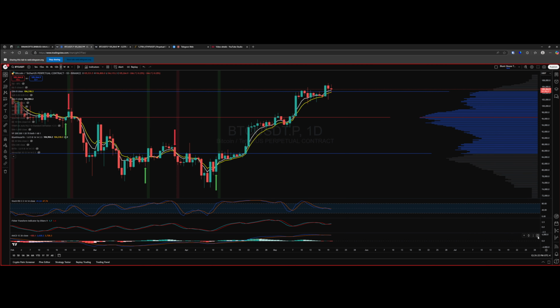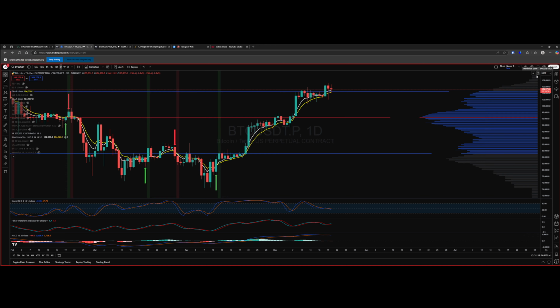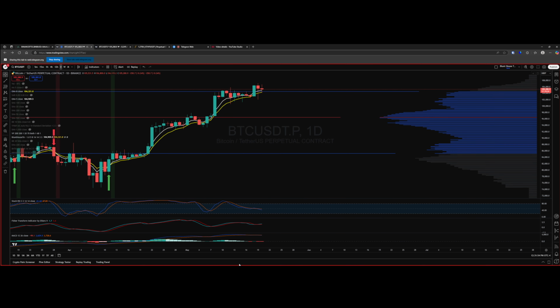MACD. What do we know about when the moving average and signal line break through zero and start trading above it? More bullish things happen than bearish. Just another tool that you can use to validate whether or not you're on the wrong side or the right side of a trade.